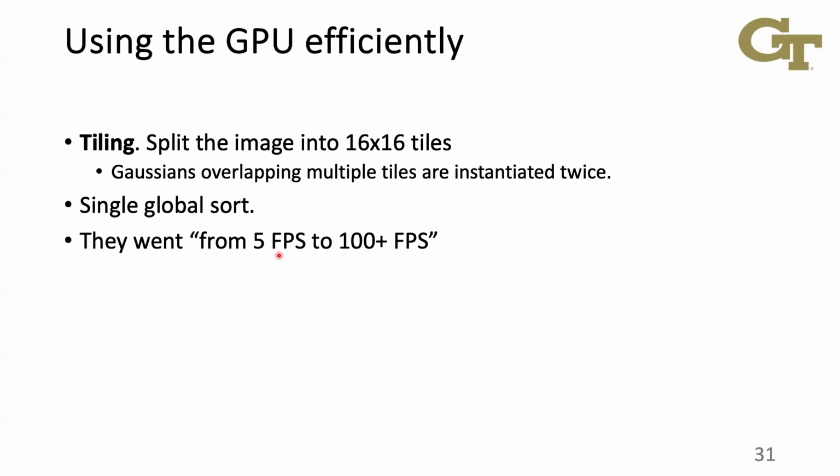It's a nice talk. But in any case, one of these things is splitting the image into 16 by 16 tiles. Something very cool is that they do the global sorting of the Gaussians once, and then they split up the image into 16 by 16 tiles and parallelize the alpha blending part between each of these tiles. Because they dispatch these into different GPU processes, if a Gaussian overlaps multiple tiles, they simply instantiate that Gaussian in all of those tiles.